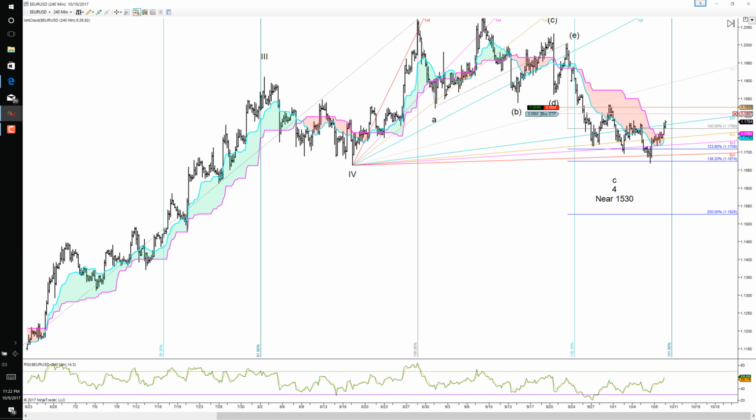You have 1, 2, 3, 4, 5, possibly for A, or 1, 2. No, I wouldn't count it that way. You can do 1, 2, 3, 4, 5 for 3. This can be A, or this can be 4, and this can be 5. But then this will be A, B, and then possibly a C. Let me see if I can come up with a better count on the smaller time frame than that.